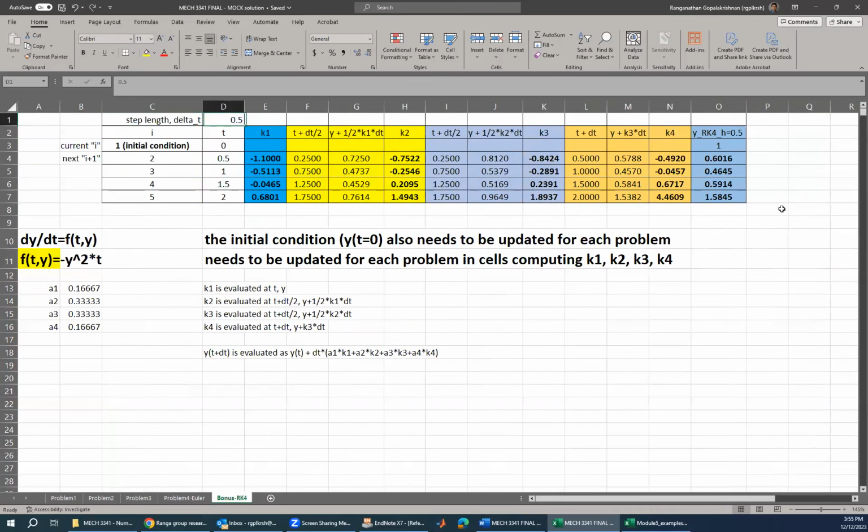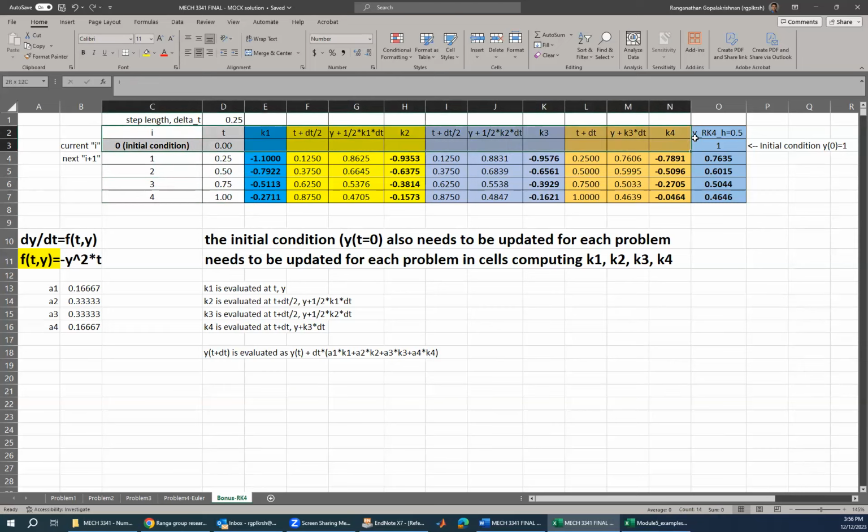All right, so we are going to use a step length of 0.25, and we'll say that the initial condition is y at t of 0 equal to 1. Okay, this is our initial condition. Initial condition y of 0 equal to 1. The initial condition will be given in the problem, so you don't have to worry about knowing it. It will be provided. So we want to develop the solution for time up to 1 in steps of 0.25.